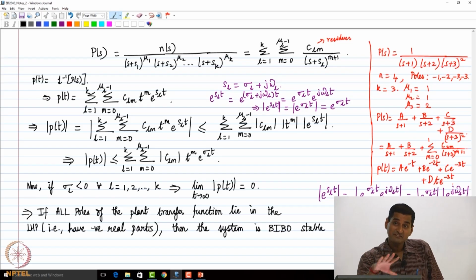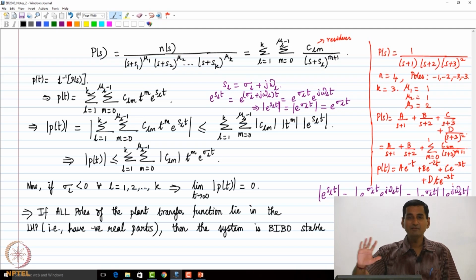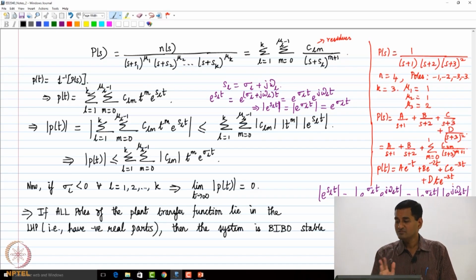If we say A is sufficient for B to happen, if A happens, that means B will happen, right? But then B can happen due to other reasons also, right? So we do not know. Essentially, what we have shown is only that the sufficient condition for BIBO stability is that all poles should lie in the left of the complex plane.